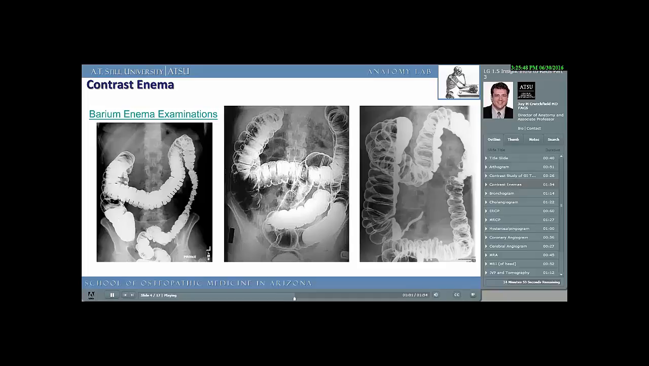Gastrographin is hyperosmolar, contains iodine, and can cause diarrhea. Gastrographin is safe to instill into the colon. However, barium can cause an intense inflammatory reaction within the peritoneal cavity. You'll have to look up peritoneum in your atlas.